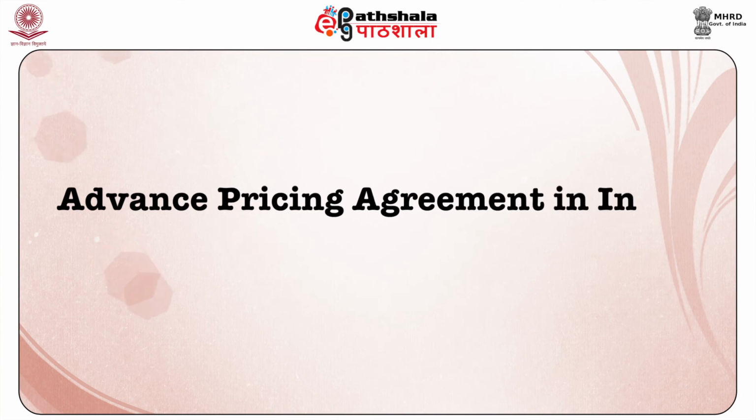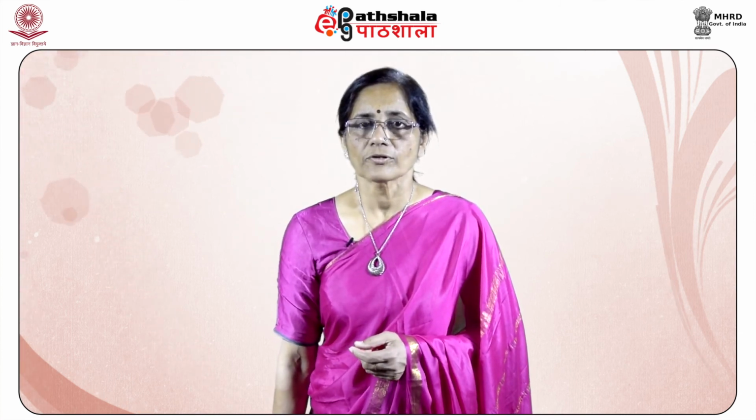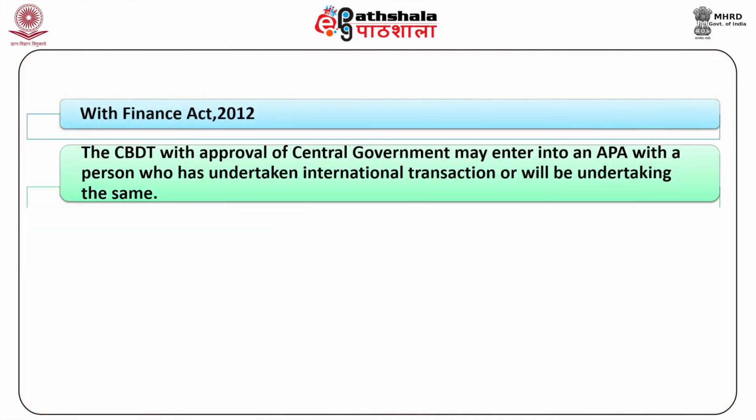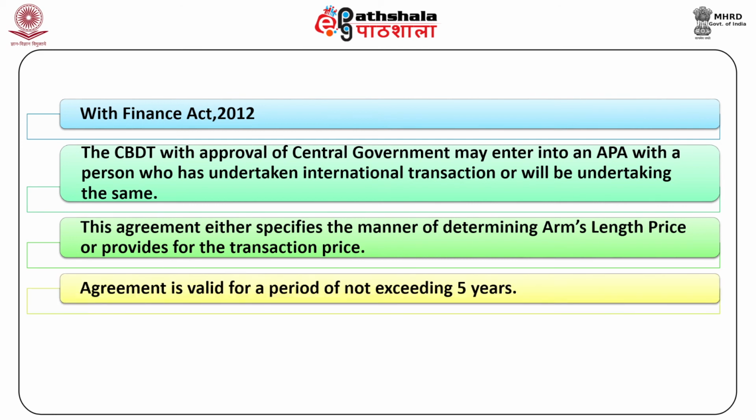Then we have the Advance Pricing Agreement in the Indian context. This consists of, first, the Finance Act 2012. Secondly, the CBDT, with approval of the central government, may enter into an APA with a person who has undertaken an international transaction or will be undertaking the same. Third, this agreement either specifies the manner of determining arm's length price or provides for the transaction price. Fourth, the agreement is valid for a period not exceeding 5 years.